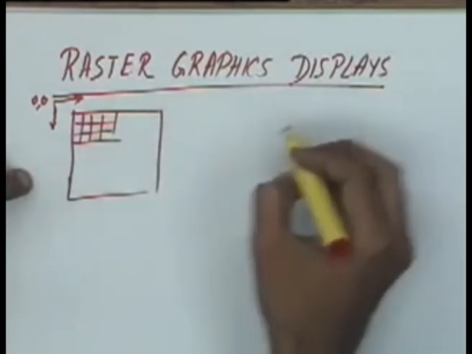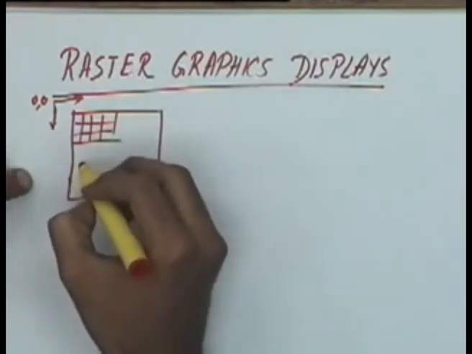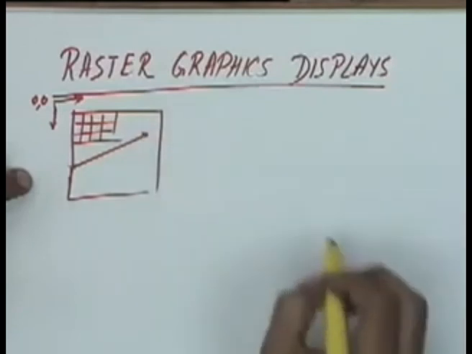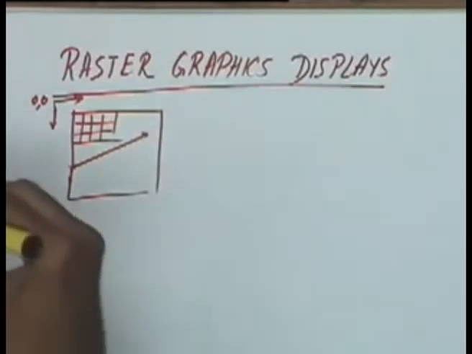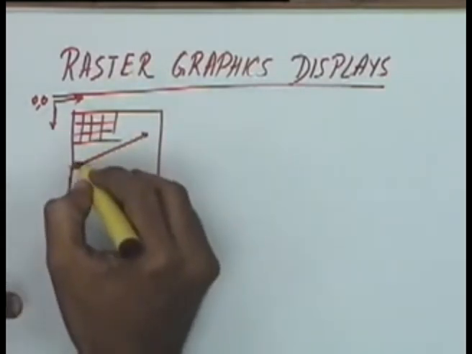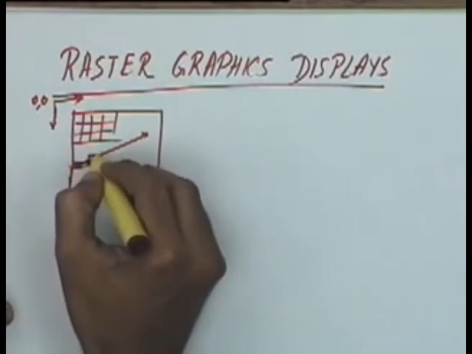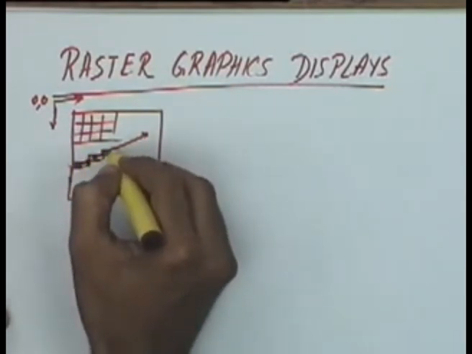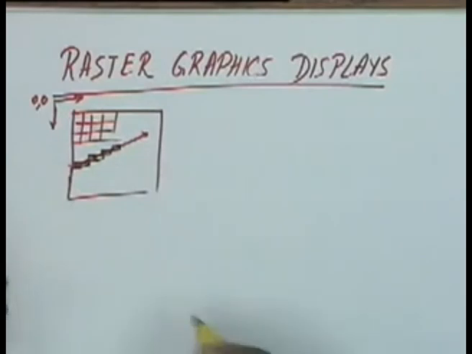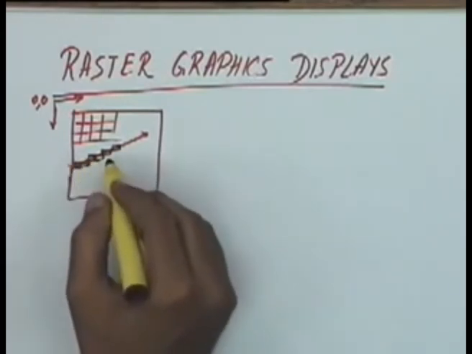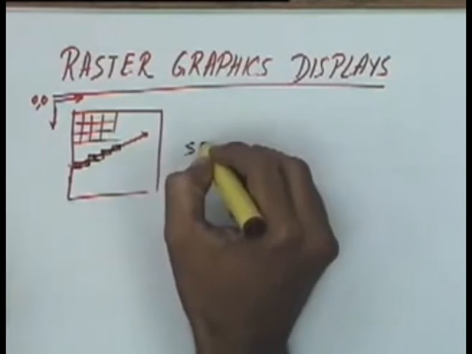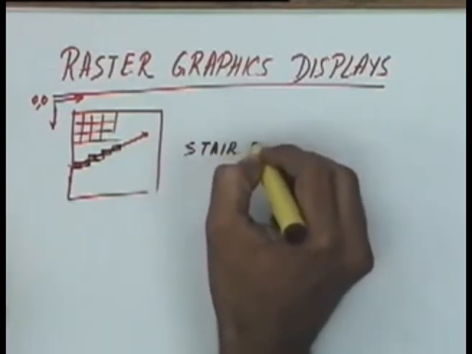And I also mentioned that if I want to draw a line from one point to another point, then depending on the set of pixels that we choose, the line will look staggered. Okay, so this is referred to as the staircase effect.